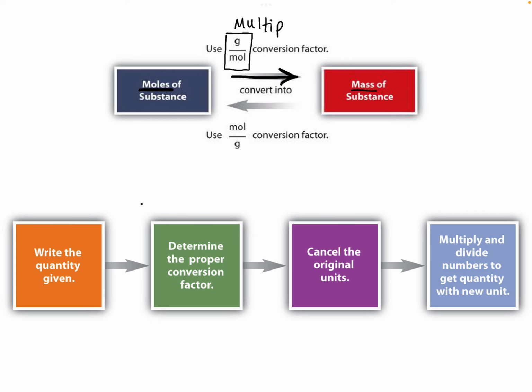Oh, my pencil doesn't want to work here. There we go. Now, what if we're going the other way? Maybe we're given the mass of the substance, and we want to convert that into moles. Going the opposite direction, we're actually going to put moles in the numerator, since that's what we're solving for, and we'll divide by the mass in grams. The other way to say this is that we're going to divide by the molar mass.